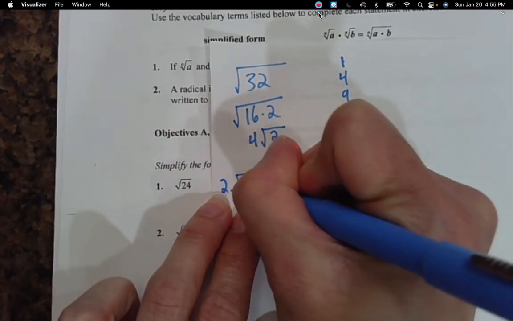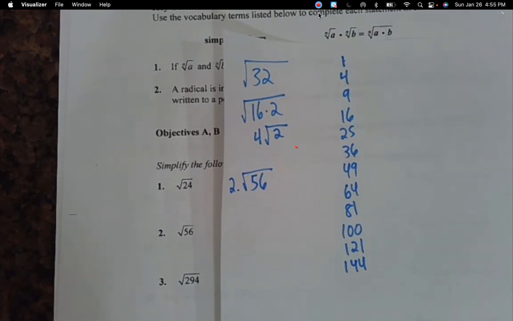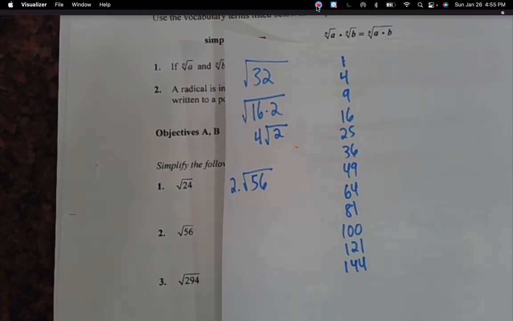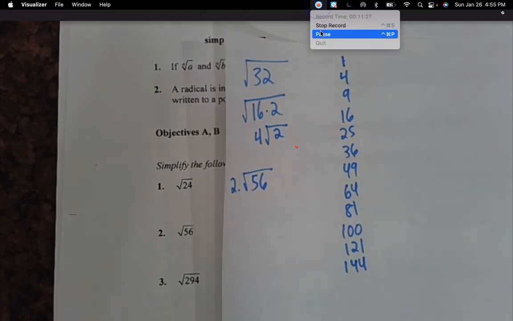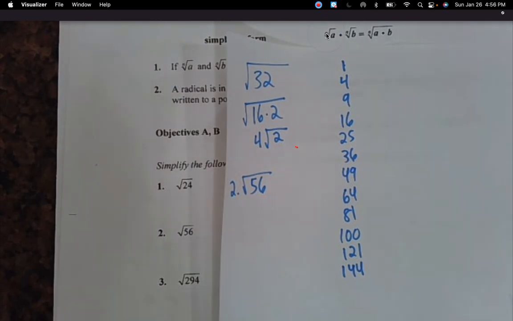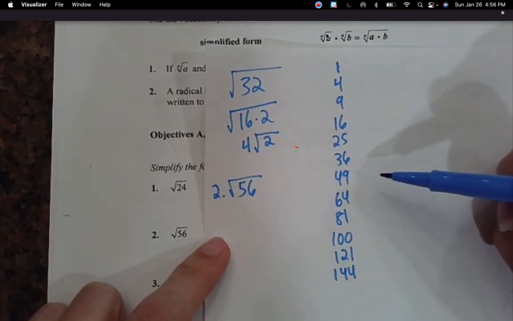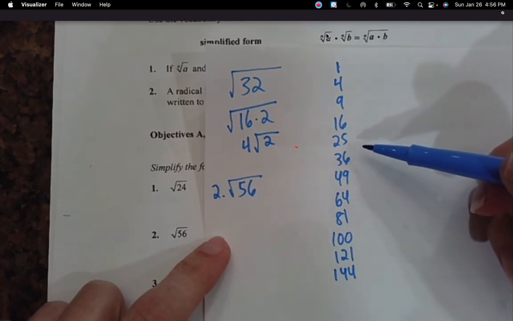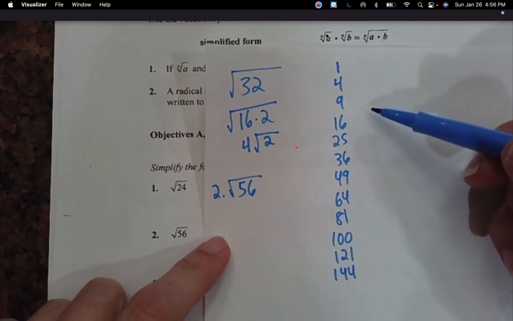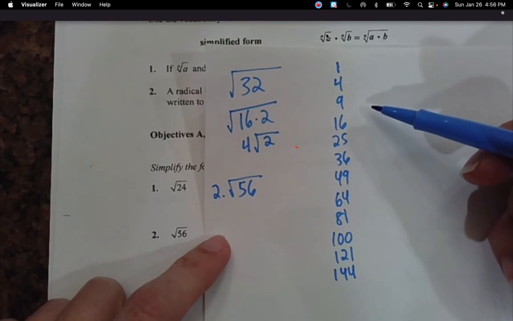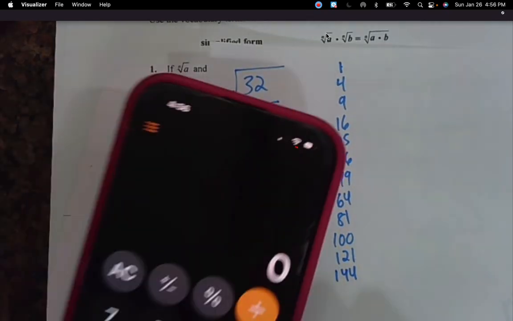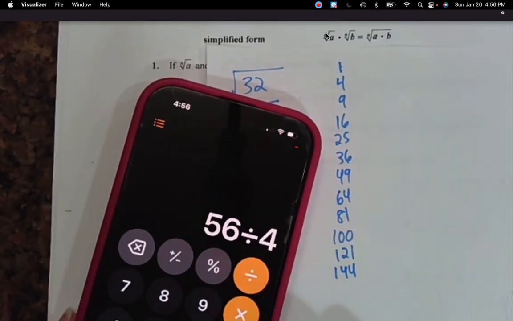All right, let's look at number 2 together. 2 has the square root of 56. So now I'm thinking, okay, what number goes into 56? Let me pause for a second. Okay, so 56, I'm not sure, so I could try different numbers. What's 56 divided by 25? Nope. Divided by 16? Nope. Divided by 9? Doesn't work. Okay, what about 56 divided by 4? So 56 divided by 4 is 14.